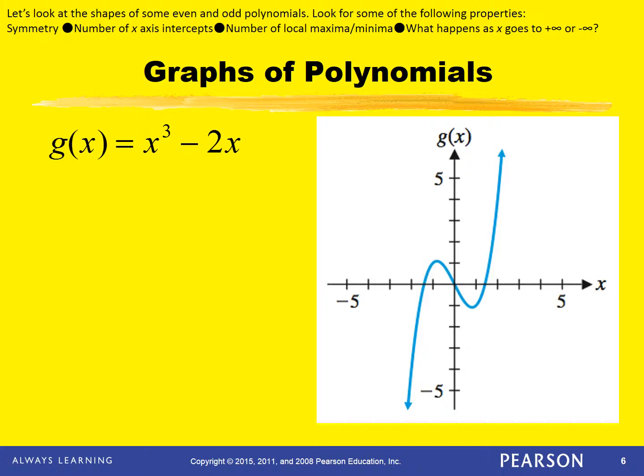Let's look at this. We've got a graph. What about symmetry? Does it have symmetry? It doesn't have x-axis symmetry. Again, it wouldn't even be a function if it did. It doesn't have y-axis symmetry. You can't fold it across the y-axis and have it land on itself. But there is a kind of symmetry here, origin symmetry.